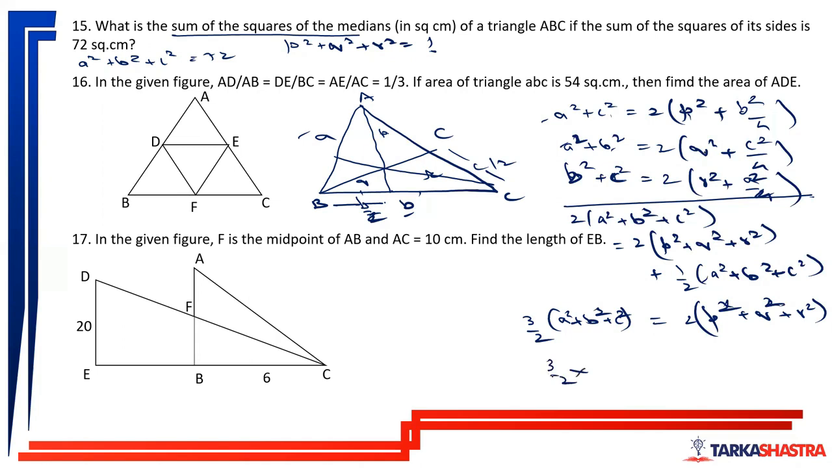Now 3 by 2 into A square plus B square plus C square is 72, no? They have already provided that A square plus B square plus C square is 72, which is twice of P square plus Q square plus R square. This is what we need to find out. So this is 2 1s, this is 2 36s, this is 2 1s, this is 2 18s. So 3 into 18 is 54 square centimeter. That is what they are asking us to find out. 54 square centimeter is the sum of the squares of the medians.